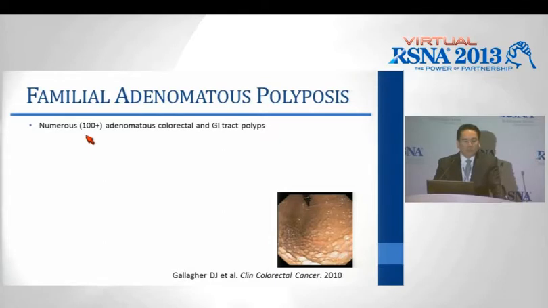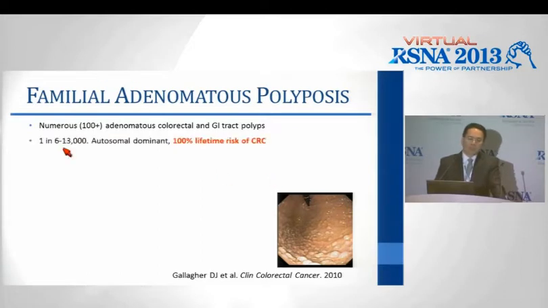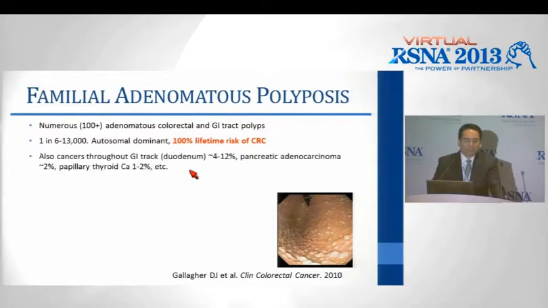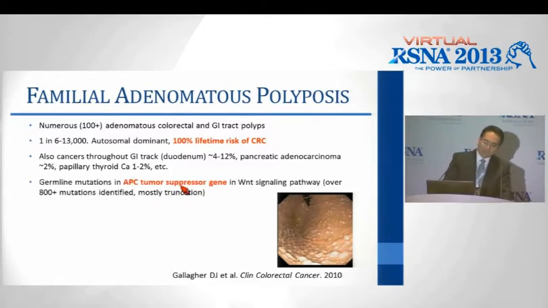So these are patients who have numerous or over 100 adenomatous colorectal and GI tract polyps. It's much more rare than Lynch syndrome, occurring in about 1 in 6 to 13,000 patients. But unfortunately, they carry 100% lifetime risk of colon cancer. The cancers can also occur throughout the GI tract, which makes sense since they have polyps everywhere. In the duodenum, about 4 to 12%. They also develop pancreas cancer as well as thyroid cancers in the low 1 to 2% range.